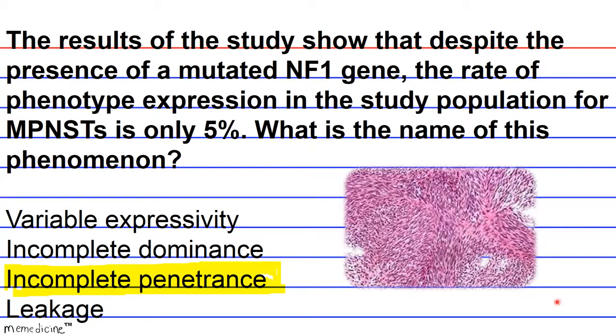Okay? If you have a specific allele, you would expect that organism to express that phenotype that corresponds to that genotype or allele. But incomplete penetrance occurs when the rate of phenotype expression is anything less than 100% for a specific genotype. All right? Okay.